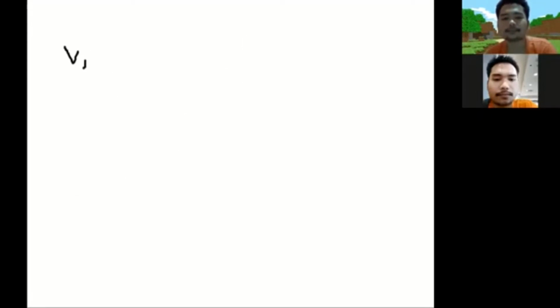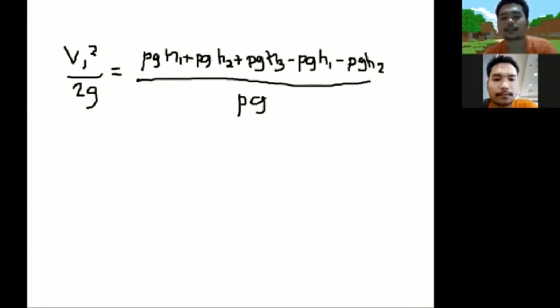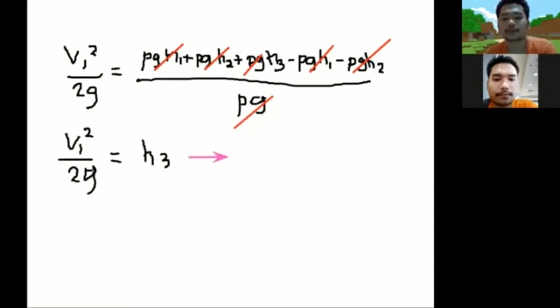Getting everything, we have ρgH1 plus ρgH2 plus ρgH3 minus ρgH1 minus ρgH2. We cancel out ρgH1 and ρgH1, as well as ρgH2 and minus ρgH2. We also cancel out the ρg and ρg in the denominator. The remaining one is H3. So V1 squared over 2g equals H3. Transferring the 2g to the right.